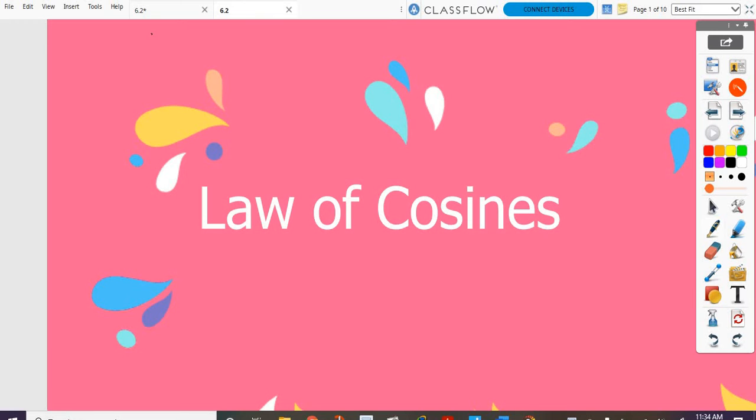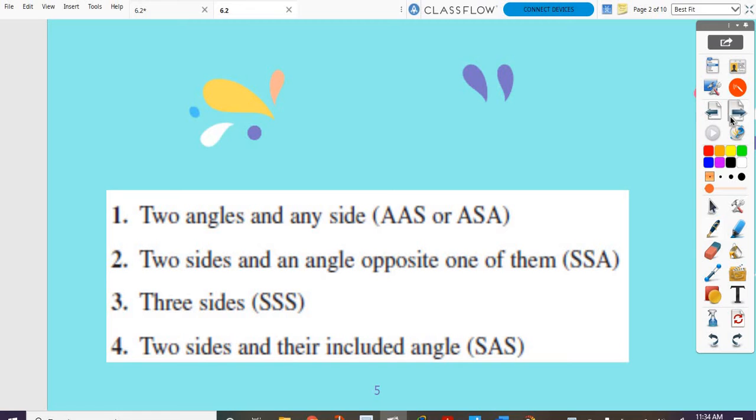So today we're doing the law of cosines. Remember, our last two sections were both with law of sines. When we're dealing with law of sines or law of cosines, we're dealing with oblique triangles, which is why we can't use our Pythagorean theorem or our normal trig functions, because those have to deal with right triangles.